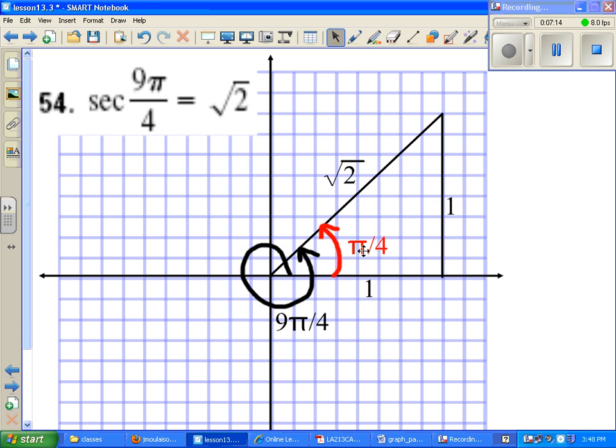This is pi over 4, which is also 45 degrees. This is a 45, 45, 90 right triangle. Ratio of sides, 1, 1, square root of 2. Secant, that's r over x. So r root 2 over x 1, root 2 over 1, or simply root 2 for the secant of 9 pi over 4.